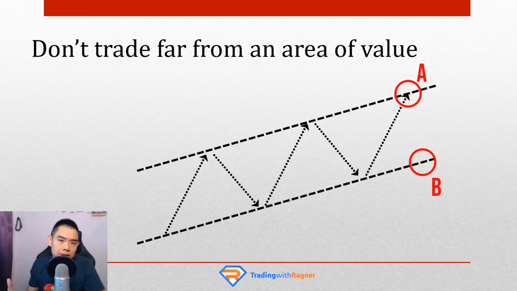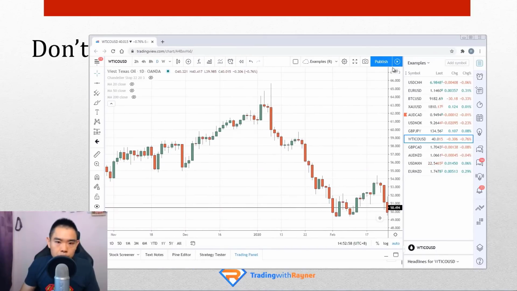I hope you said B, and that's because B is an area of value for buyers. If you buy at A, yes, you're trading with the trend, but there's a good chance this market could retrace and pull back. And if your stop loss is too tight, you will get stopped out on the pullback. So don't trade far away from an area of value. A is far from an area of value. No go. You want to trade near B because it's near an area of value. So just a quick example to illustrate this point.